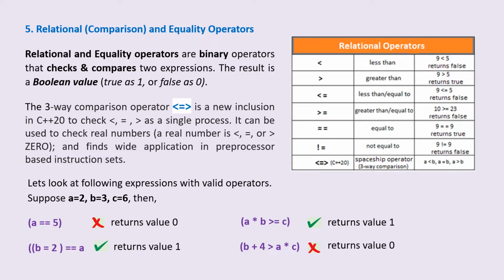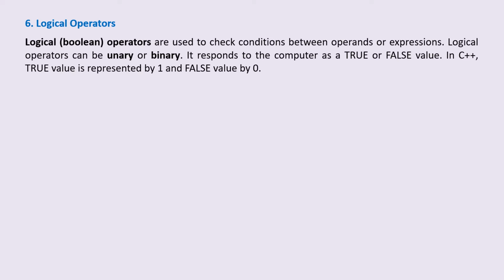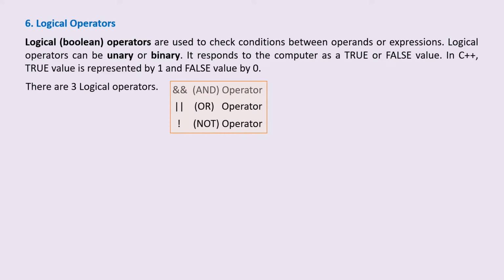Logical operators. Logical, or the Boolean operators, are used to check conditions between operands or expressions. Logical operators can be unary or binary. It responds to the computer as a true or false value. In C++, as we already know, true value is represented by 1 and false value by 0. There are 3 logical operators: the AND operator, the OR operator, and the NOT operator.